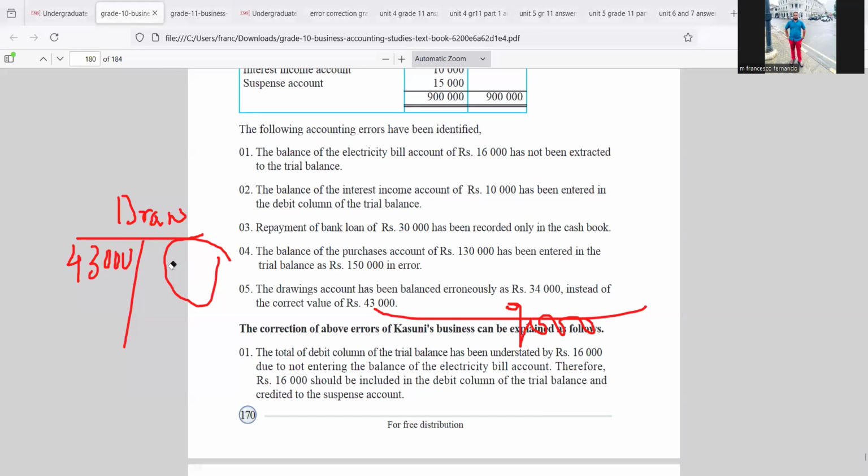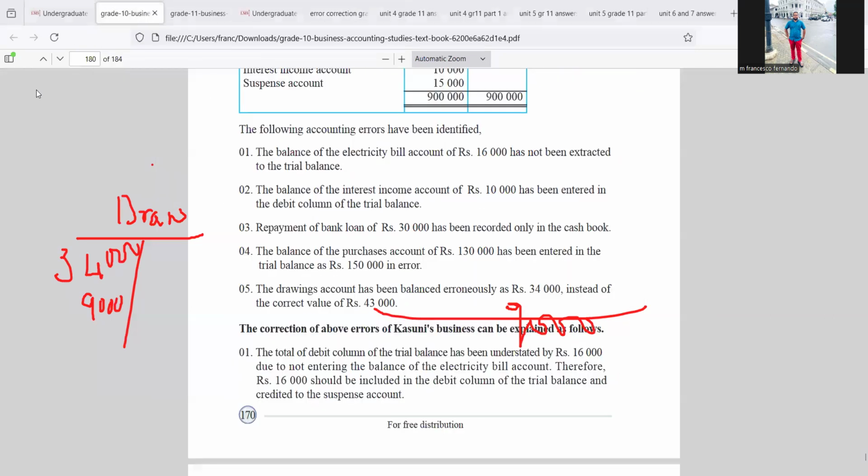So there is an error, not 43,000. They have recorded it the other way around as 34,000. So the correct value should be 43,000. If you debit another 9,000, then it will come as 43,000. So then drawings debit and suspense account credit.